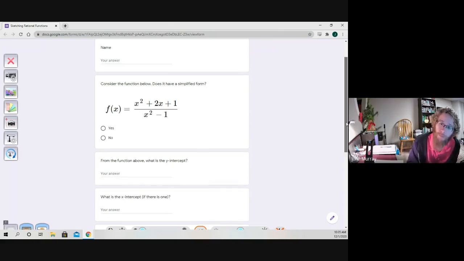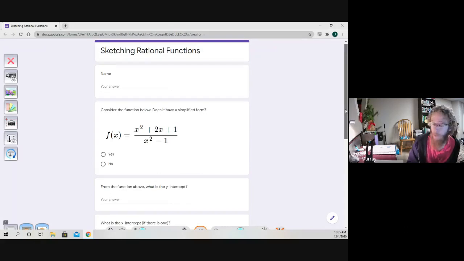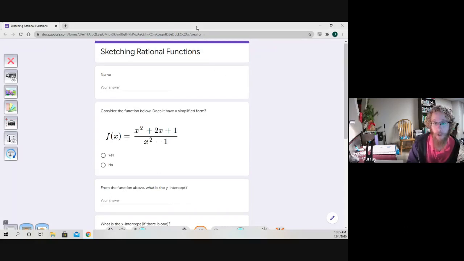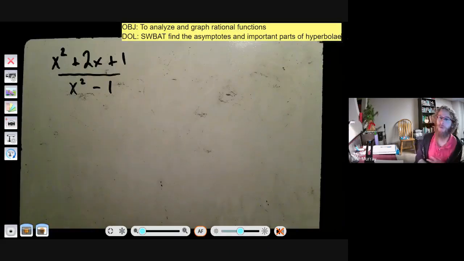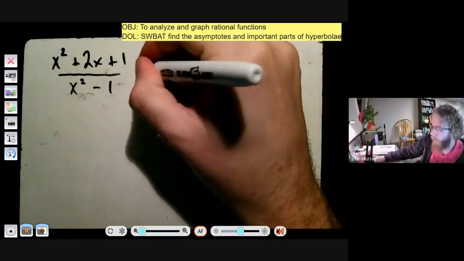All right, so here we had the function x squared plus 2x plus 1 over 2x squared minus 1. So the first thing I asked you is, does it have a simplified form? I didn't ask you to simplify it, but you need to simplify it to find out if it's got a simplified form. So what we want to do is try to factor.